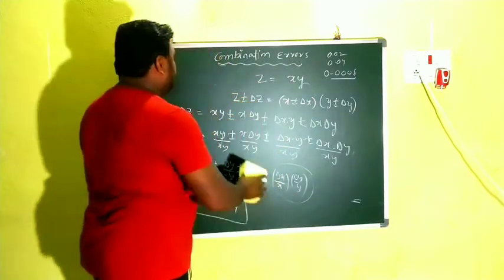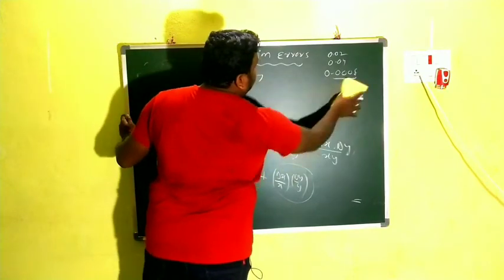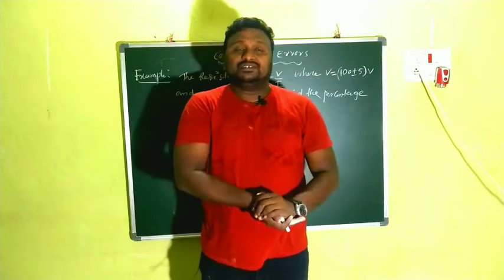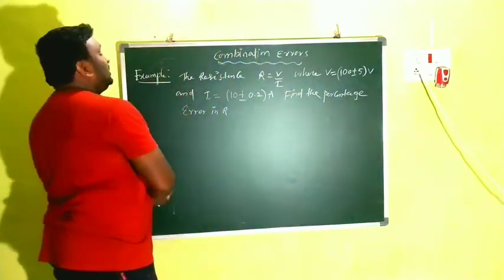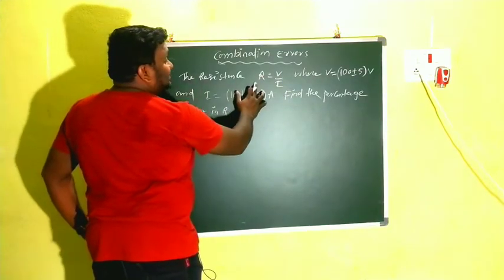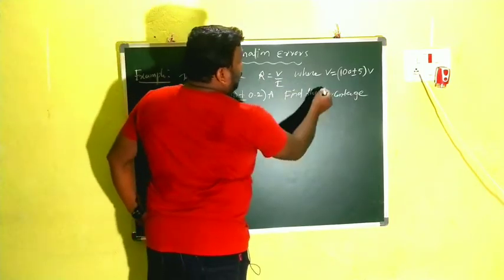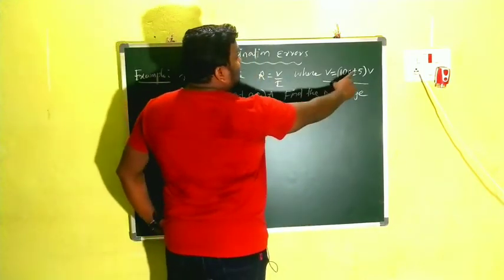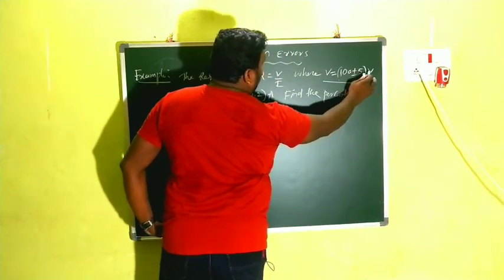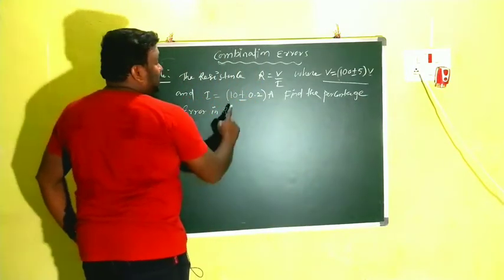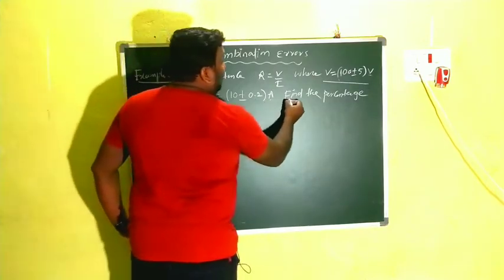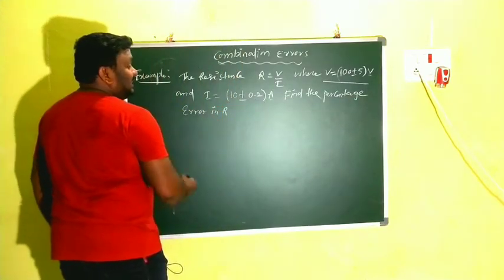I will explain a small problem now, then you can easily understand that rule. So here a problem is there. Look at the problem now. The resistance R is equal to V by I, where V is equal to 100 plus or minus 5 volts, and I is equal to 10 plus or minus 0.2 amperes. Find the percentage of error in R.